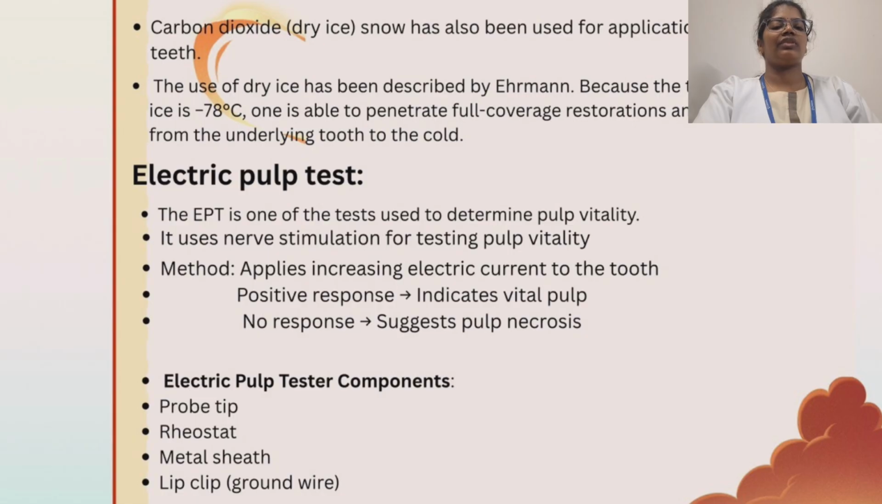Electric pulp test. The electric pulp test uses nerve stimulation for testing the pulp vitality. It is applied by increased electric current to the tooth. If there is a positive response, it indicates the vital pulp. If there is no response, it suggests pulp necrosis. Pulp tester components: probe tip, rheostat, metal sheath, and the lip clip.